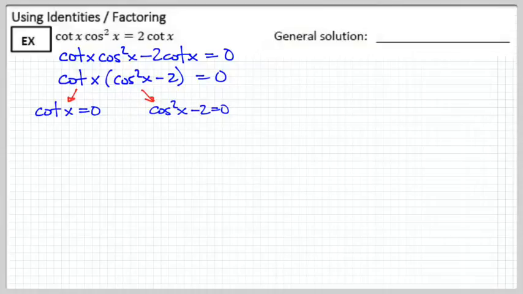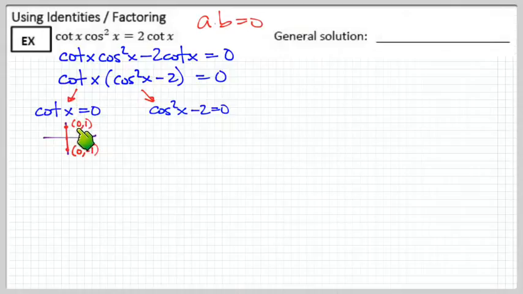And then the key property is our a times b equals 0 property, where if we have two terms that multiply to 0, either a is 0 or b is 0. Those are possible solutions. So in this case, this is our a, and this is our b, and so we could set both of these to 0. Cotangent of x is 0 when the cosine is 0, so it's at these two angles.